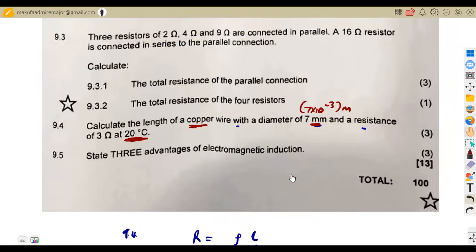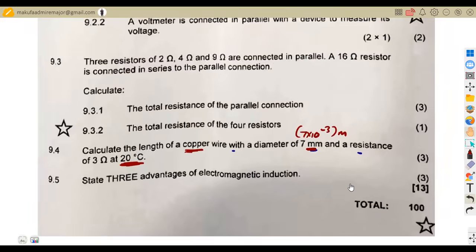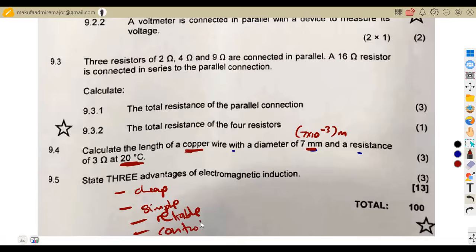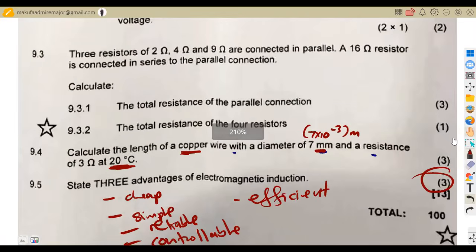All right, then we are asked to state advantages of electromagnetic induction. Electromagnetic induction is actually cheap. It's simple to work with. It's reliable. So these all are advantages. It's controllable, and also it's efficient. So we can have this part on our conclusion. That was just 3 marks. We just need 3 advantages, taken from the information that we are given.